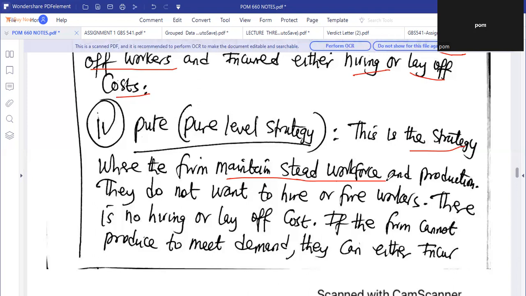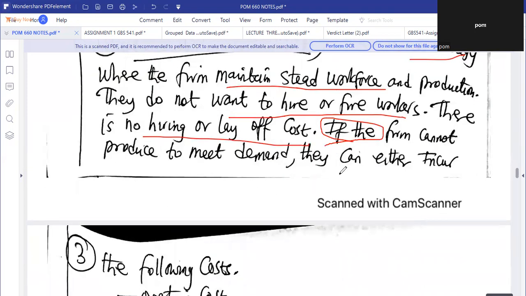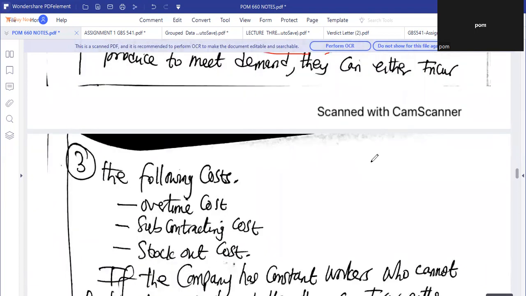That is when they don't want to hire or fire. So this one aspect of hiring and firing for this strategy, for pure level strategy, is not there because you are maintaining the size of the workforce. They do not want to hire or fire for this one. There is no hiring or layoff costs involved here. The firm cannot produce to meet demand. So there's a condition here: if the firm cannot produce to meet demand, they can incur either of the following costs, but not all of them at a time.